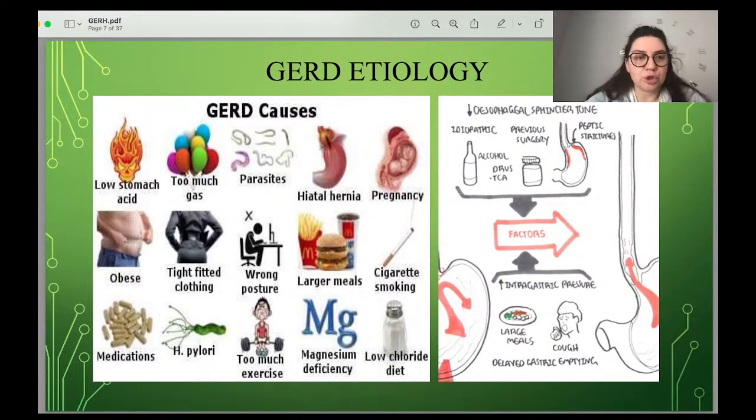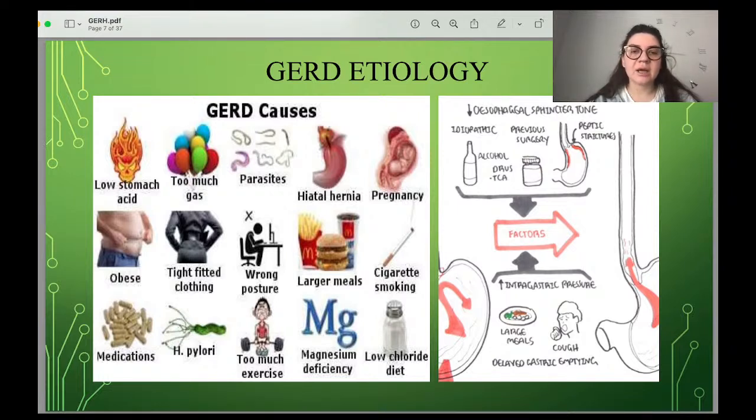What is the etiology of it? Here on the picture you see the most probable causes. It is low stomach acid. It is too much gas in the abdomen with increased intra-abdominal pressure. It is the presence of some GI parasites. One of the most frequent problems is hiatal hernia.